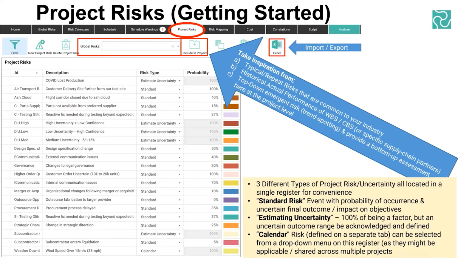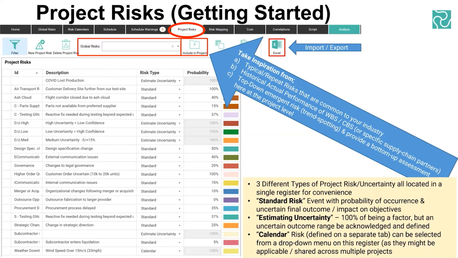Okay, so the types of risk. That's the third column along, risk type: estimating uncertainty, standard risks, and calendar risks. Those are the 3 different types that you can have. So what we've done with Safran Risk as part of that user interface, simplifying and streamlining the workflow, is just to pull together all the risks into one place. And this is how we've done it.